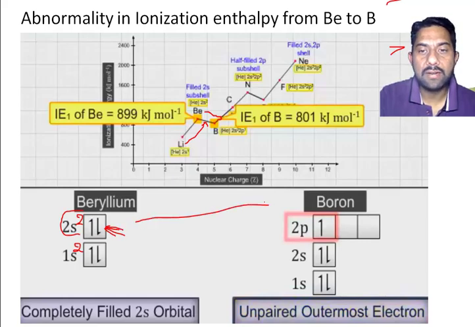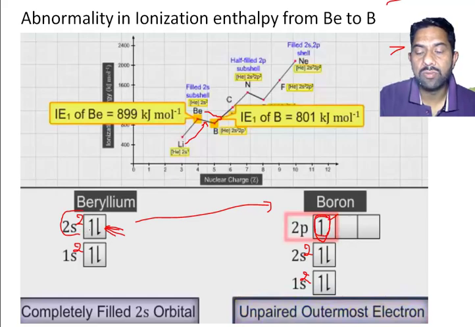But if we relate it with boron, why does boron have lower ionization enthalpy? We can see it has 5 electrons, Z equals 5. There will be 2 electrons in 1s, 2 electrons in 2s, and the 5th electron is in p, that is 2p1. So there is 1 electron in boron's p subshell, which is partially filled. It is neither half filled nor fully filled. So this electron can be easily removed.